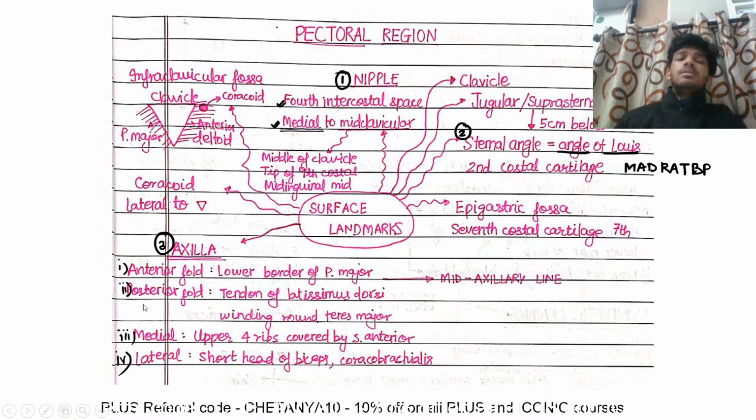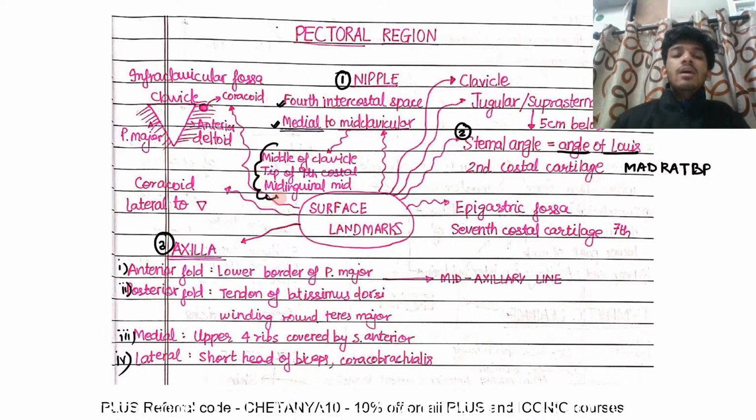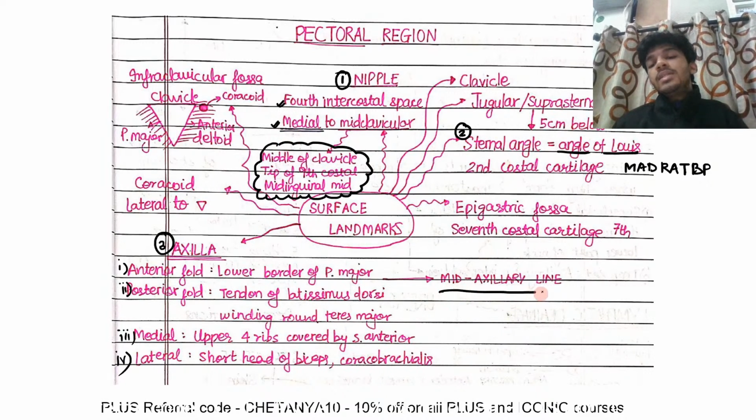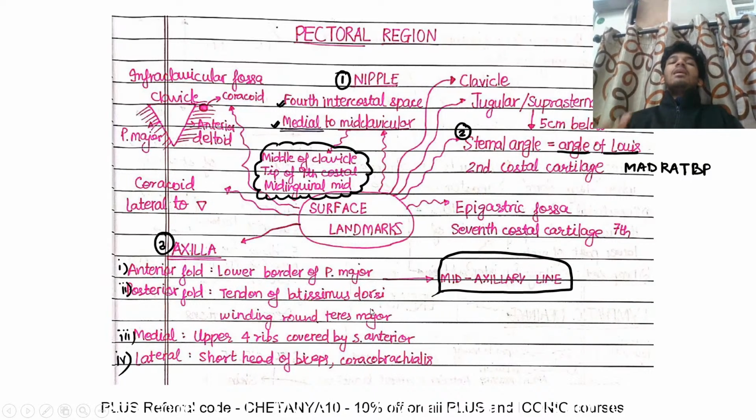So one more thing, we talked about the mid-clavicular line here. Now there's another line known as the mid-axillary line, and it is located exactly between the anterior and posterior folds of the axilla. So what are the various lines? This is the sternum, then you have the mid-clavicular line, and here you have the mid-axillary line. So these are the three vertical lines when you talk about the surface of your body. So this is the overview of the surface of the pectoral region.